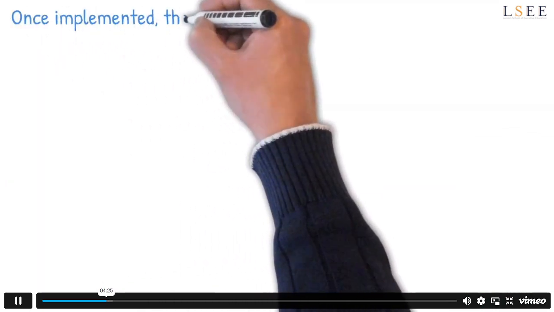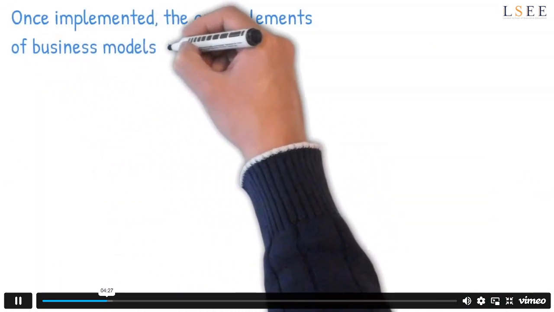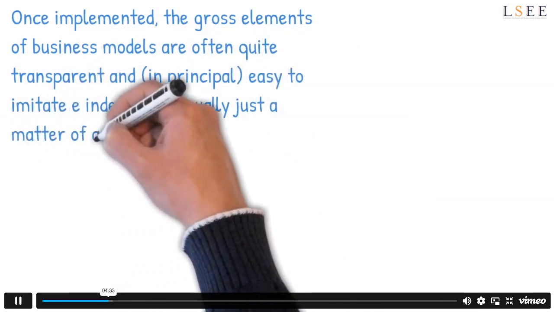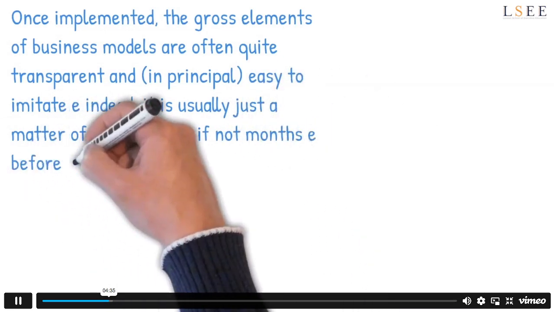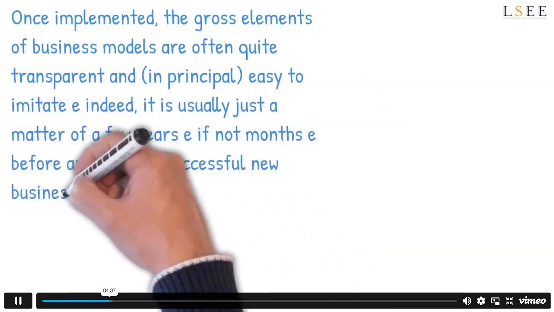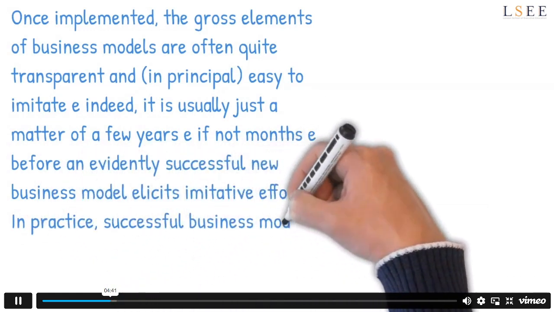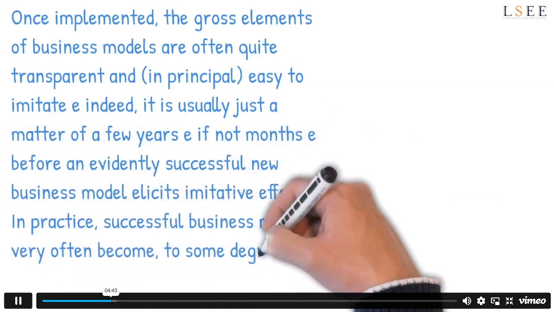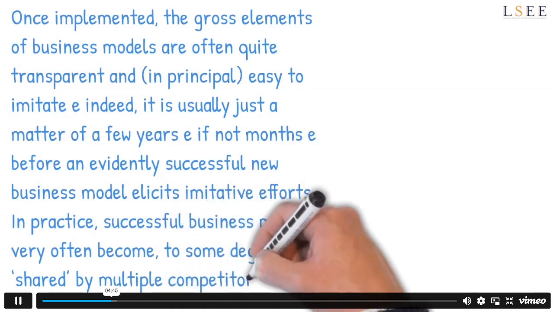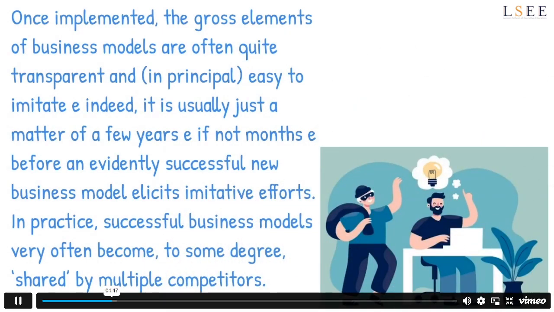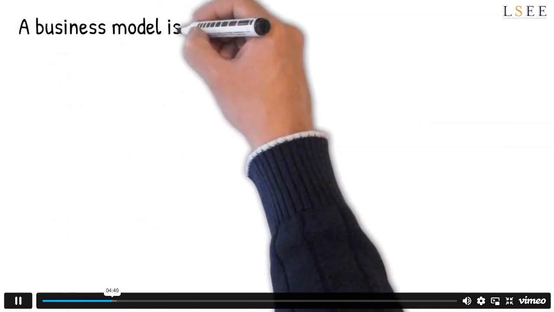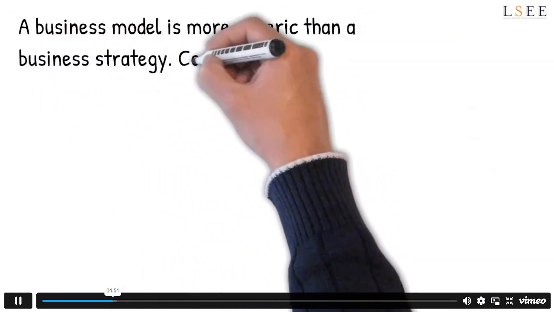Once implemented, the gross elements of business models are often quite transparent and, in principle, easy to imitate. Indeed, it is usually just a matter of a few years, if not months, before an evidently successful new business model elicits imitative efforts. In practice, successful business models very often become, to some degree, shared by multiple competitors. A business model is more generic than a business strategy.